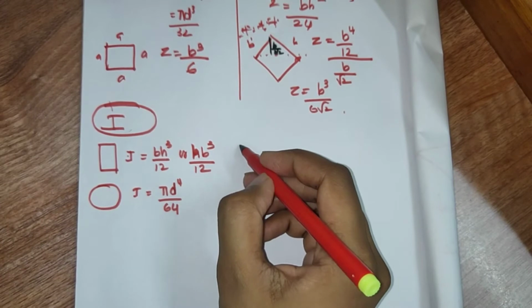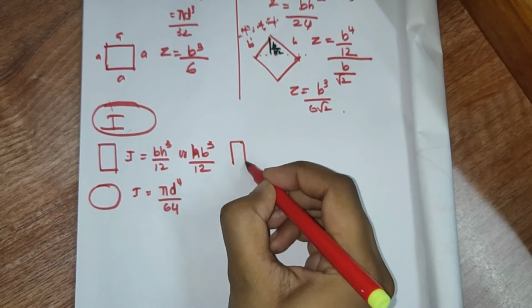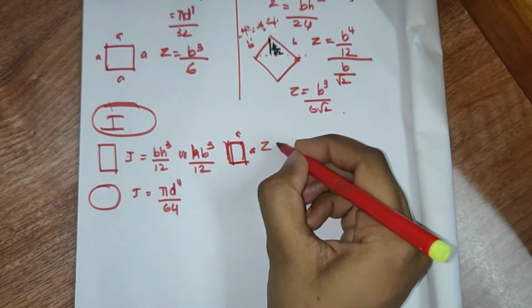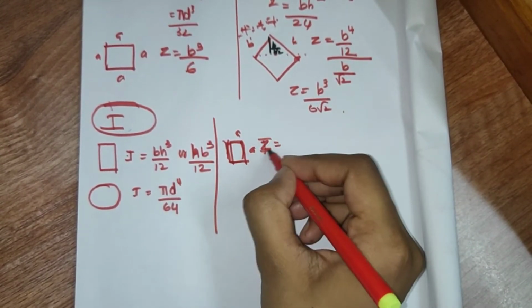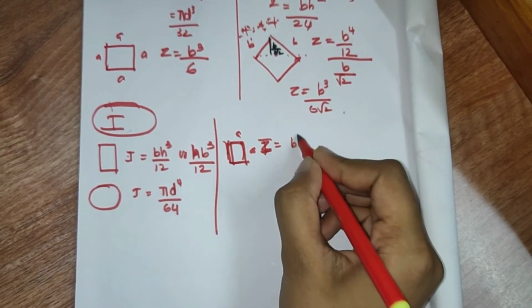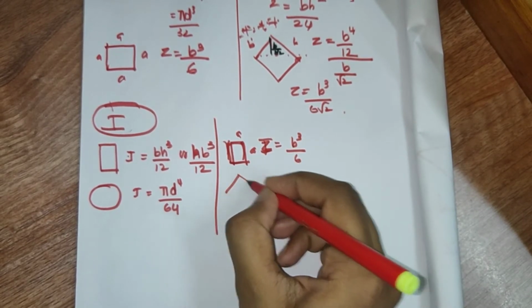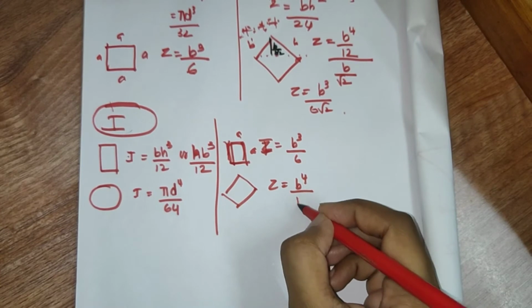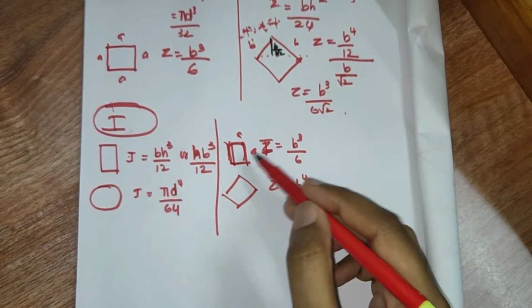Next, we can see about this square. This is a square, not a rectangle. Consider it a square. Here we can have the moment of inertia as b raised to 4 divided by 12. And for the rhombus, the I equal to b raised to 4 divided by 12. So just compare this and extra b will be added.